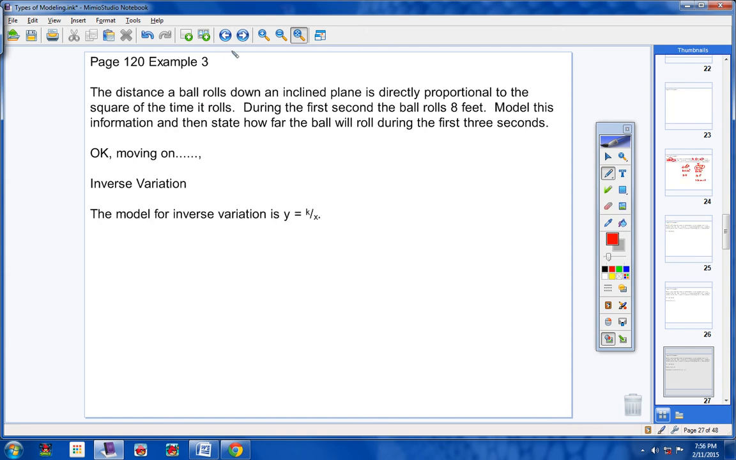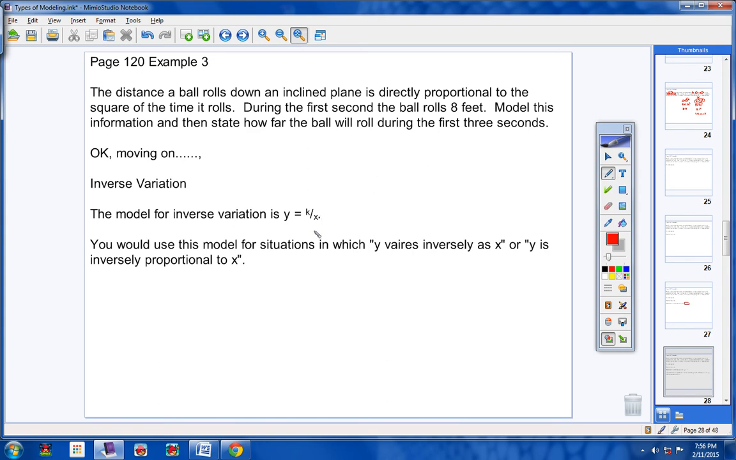The model for inverse variation is y equals k over x. Y equals k over x, okay? So please make note of that, write that down. So we've had 3 models so far. Y equals kx, okay? And y equals kx to the n power, okay? Whatever that power might be. Now we have a third model, and this is the model you would use. This is your basic direct variation. This is your direct variation dealing with a power, and this would be your inverse variation, okay? And so your inverse variation model, what you need to know is this right here, y equals k over x.